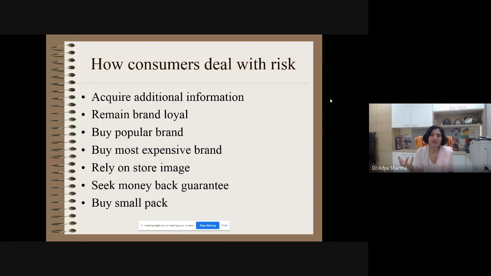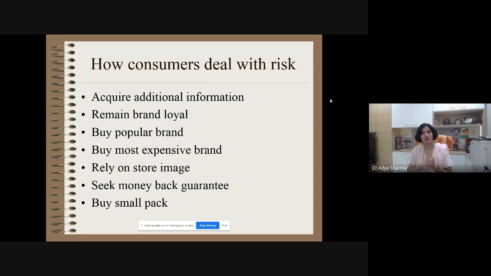How do consumers deal with risk? When a consumer is buying a new product, or something which they haven't really used before or are not aware of, they try to remain brand loyal. They think, listen, I have used this brand before. It's a pretty trusted brand. Your product must also be good, right? Why? Because they want to eliminate their risk.